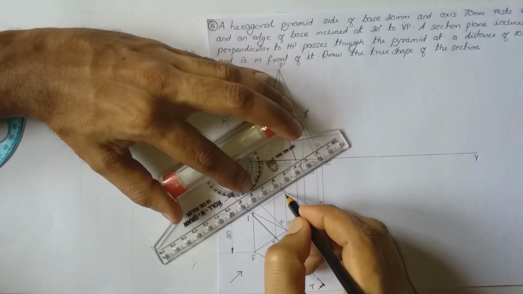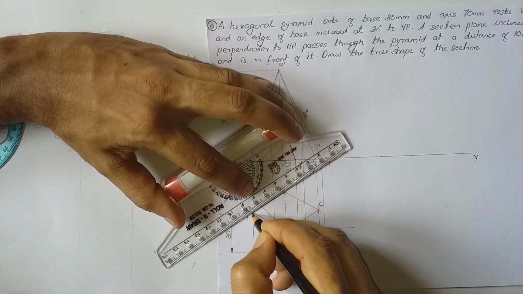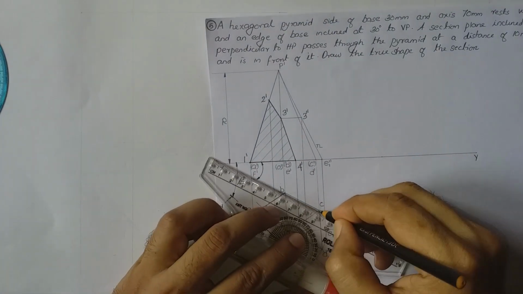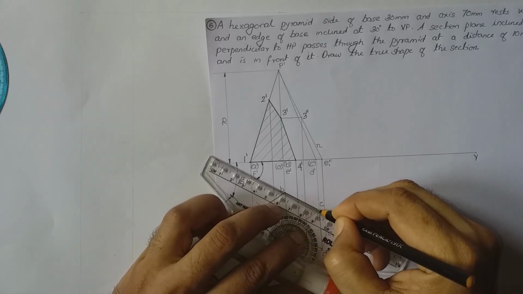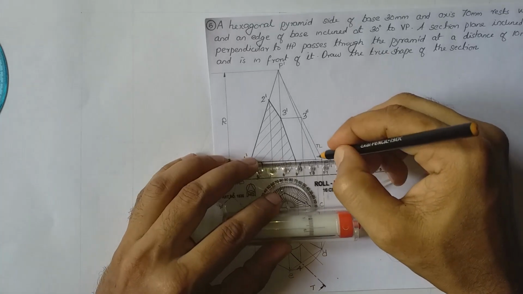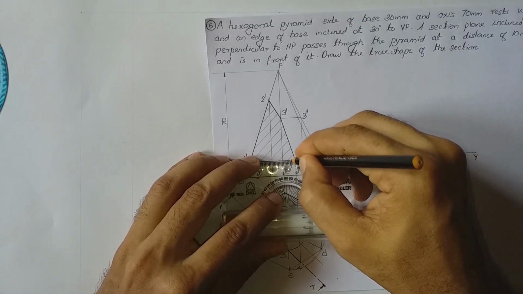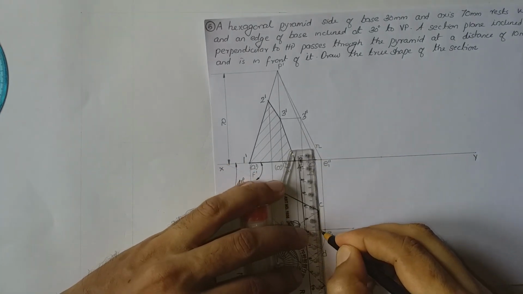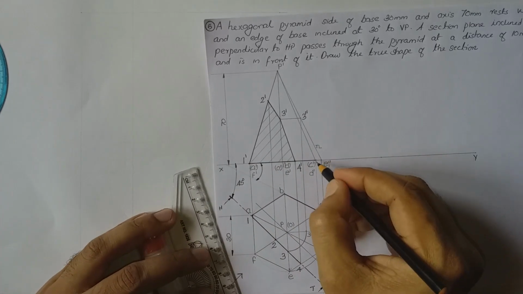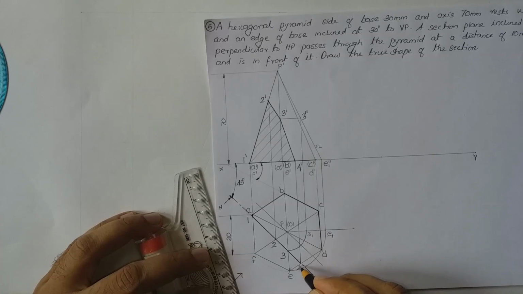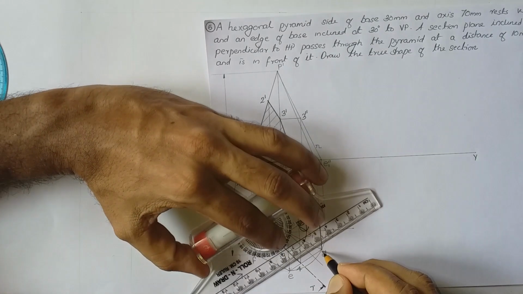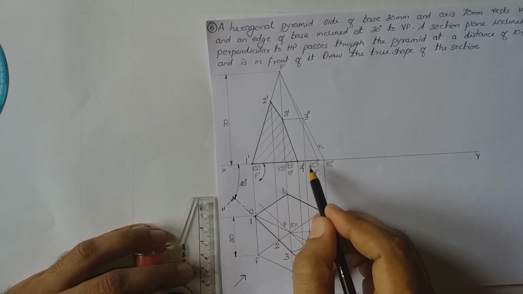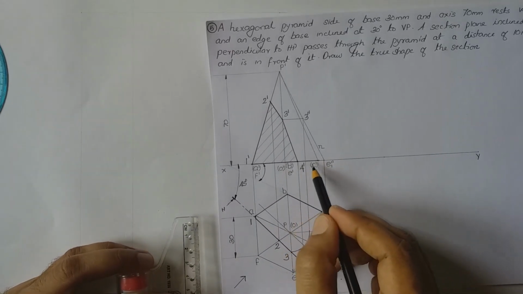AB is remaining. So already AB is here, we need not draw it. BC is remaining. So BC is not represented here, so let us draw it as a thick line. CD is remaining. CD is represented as a point here, so we need not draw it. D4 is remaining. D4. Already D4 is represented as a dark line here.